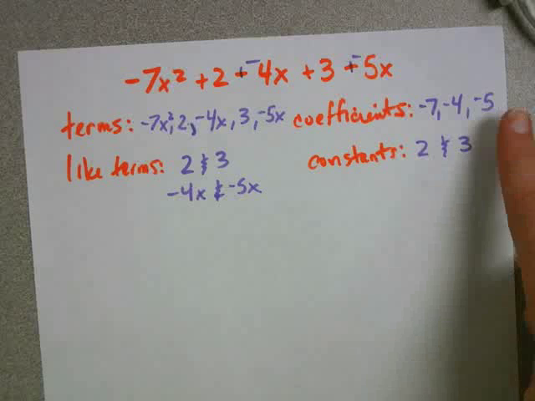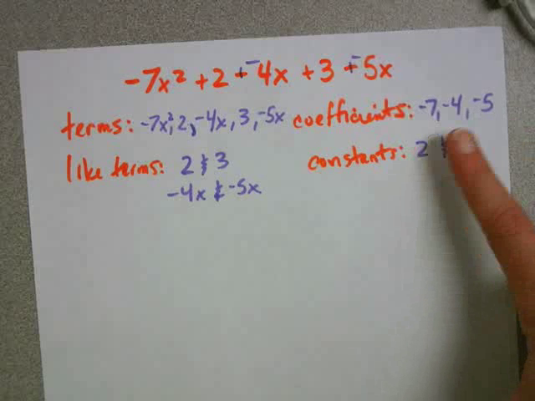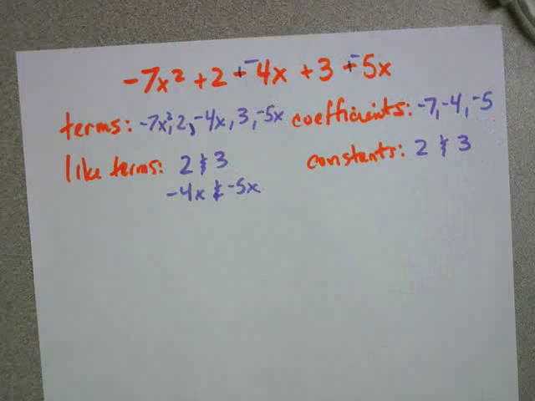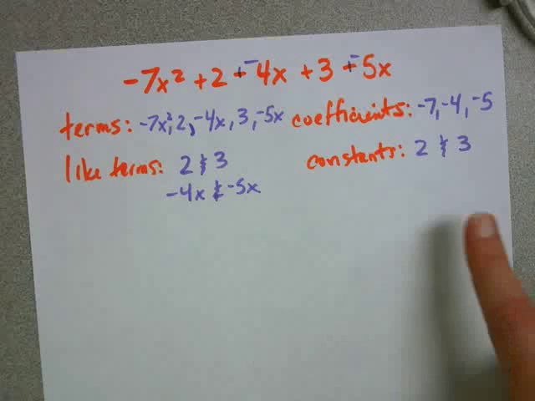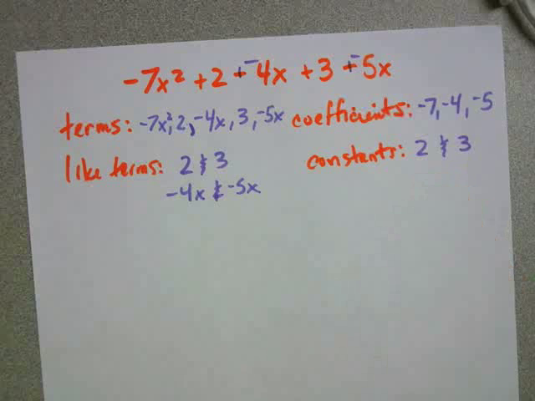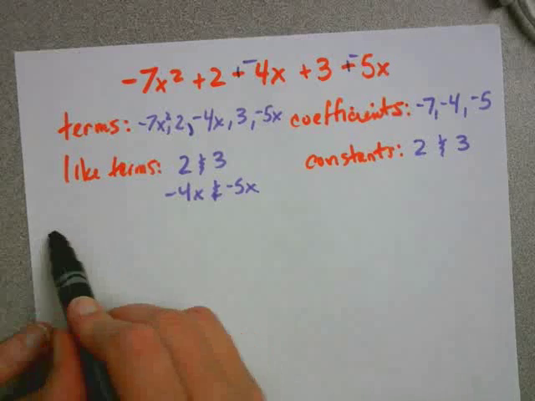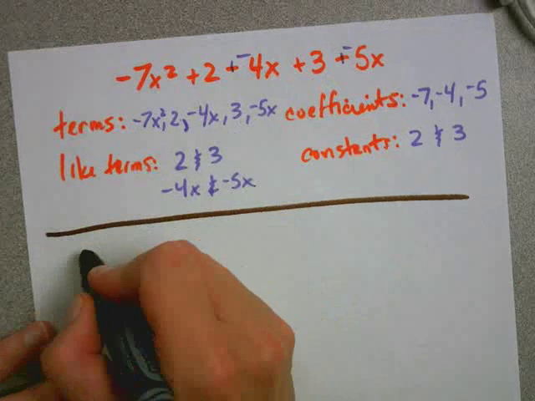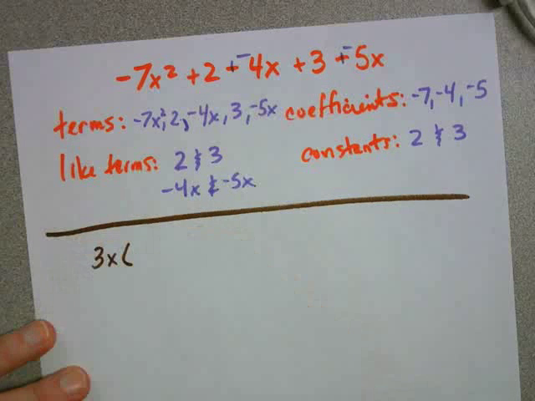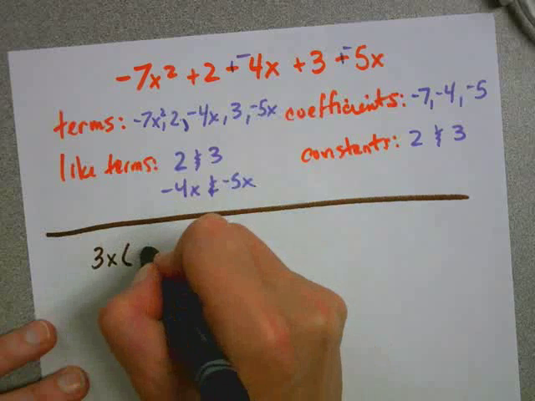And then the coefficients are numbers in front of variables. Negative 7, negative 4, and negative 5 are all in front of variables. The constants are 2 and 3. Okay, so let's do an example of the distributive property, but I'm going to put something else on the outside here. I'm going to put a variable on the outside.